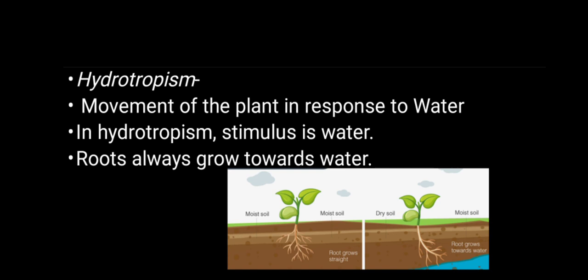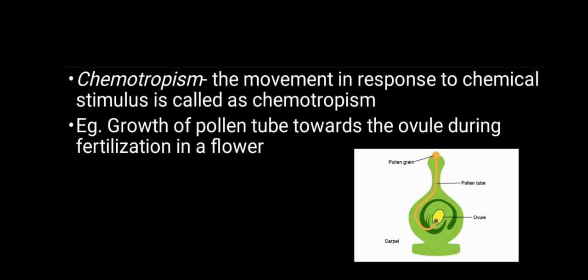Let us study hydrotrophism from this picture. In the first half of the picture, we can see a plant which is growing in moist soil and the root is growing straight. Whereas in the second half of the picture, the plant is growing in dry soil and a source of water is present at one side, and the roots grow towards the source of water, exhibiting positive hydrotrophism.